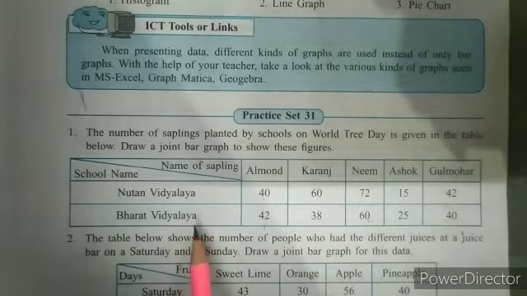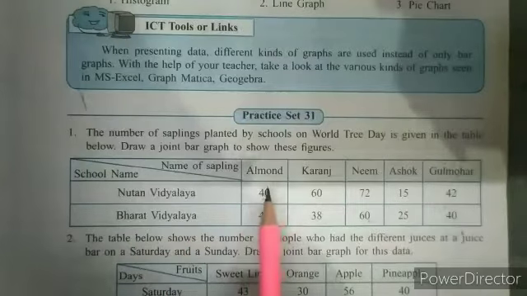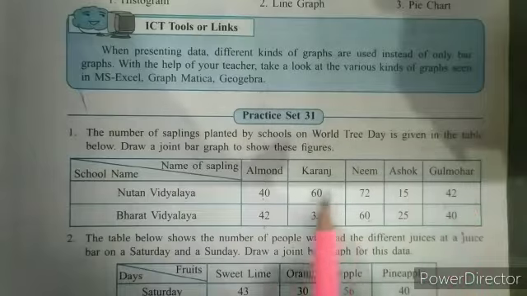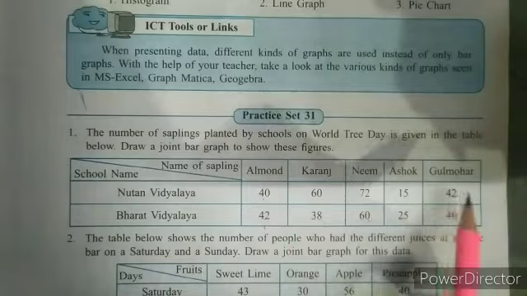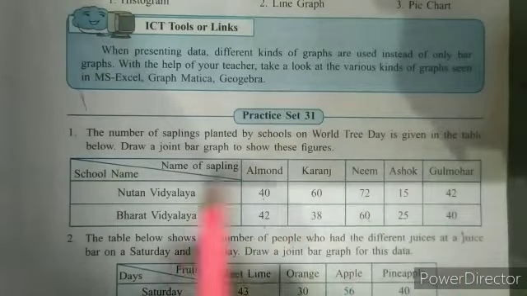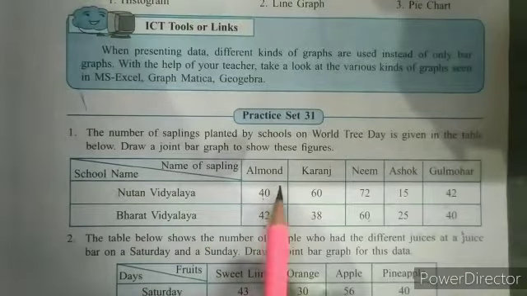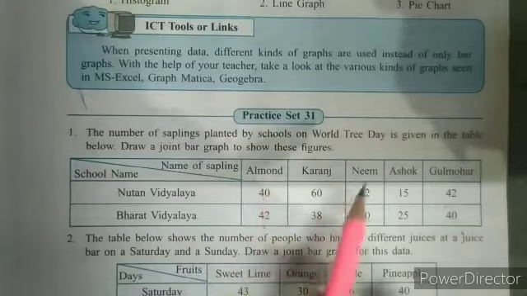Here two schools are given, Nutan Vidyalaya and Bharat Vidyalaya, and the saplings like almond, Karanj, Neem, Ashok and Gulmohar are given, and the numbers of how many they planted are given. So based on this information we have to draw the joint bar graph. So let's start drawing the bar graph.